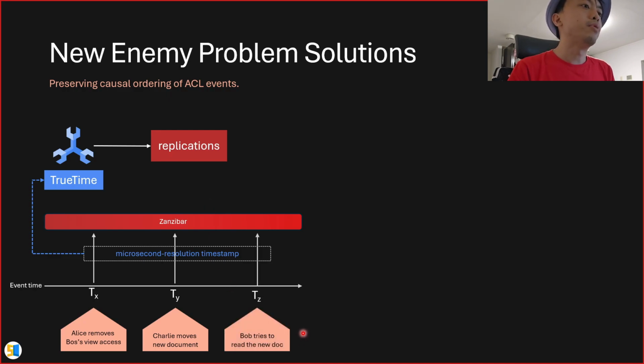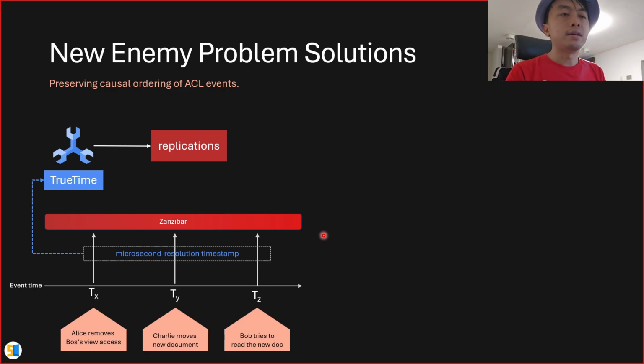So when finally Bob tries to read the new documents, because now every event that happened before already has a timestamp, when we do the evaluation check, we can evaluate all the events based on the order, because we now have the timestamp stored in Spanner using the TrueTime feature. And that's how to solve the ordering of ACL events.